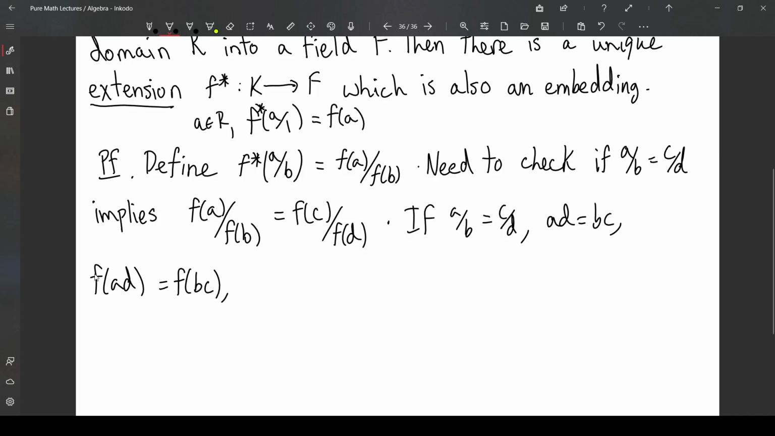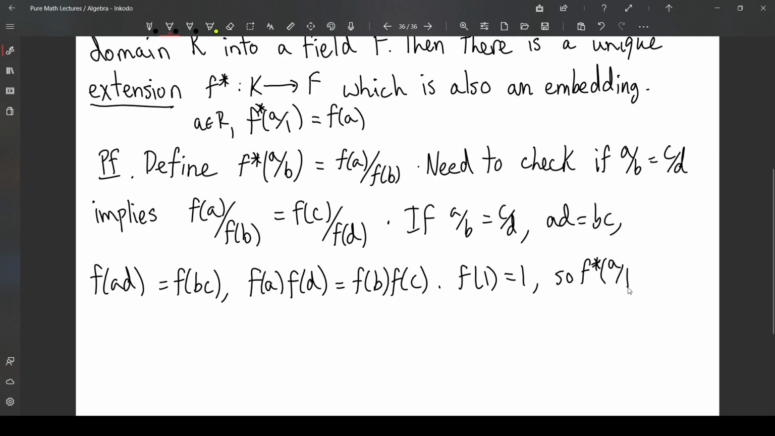And then since f is a homomorphism, we can break up the multiplication. And this shows that the fractions are indeed equal, so that this map is well defined. And then, since f is a ring homomorphism, we know f of 1 equals 1. So f star of A over 1 is f of A over 1.